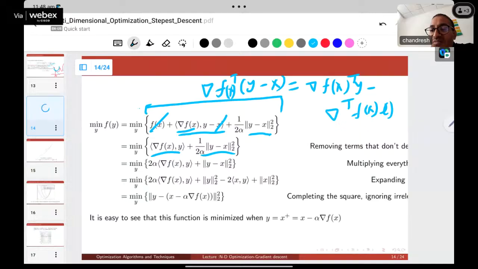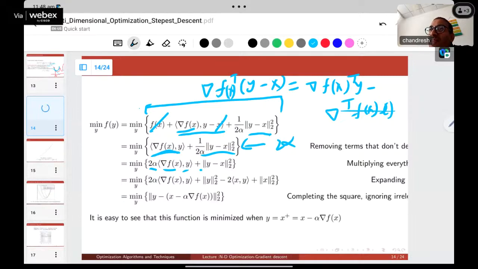This term does not contain y, so we have cancelled this. So that's why you see only the y term, no x. Now we multiply this whole thing with 2 alpha. So you have this 2 alpha coming here, and now 2 alpha is gone from here.